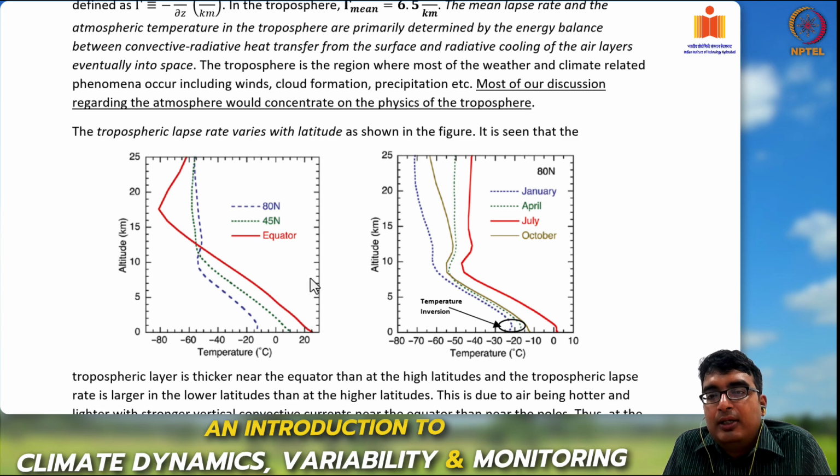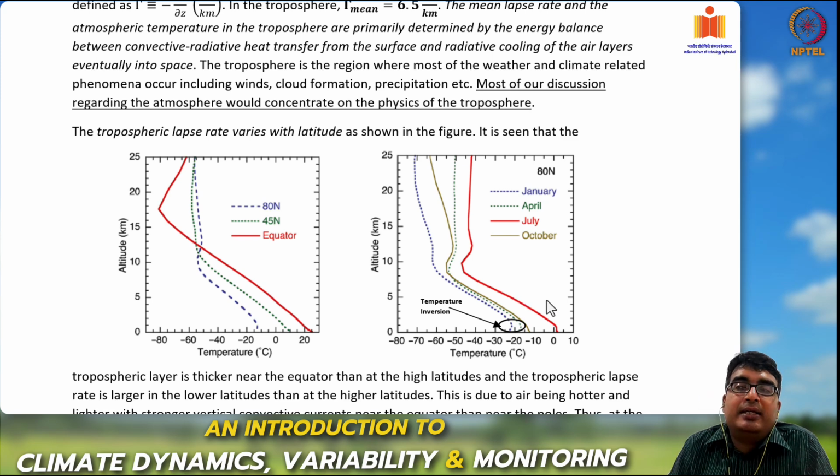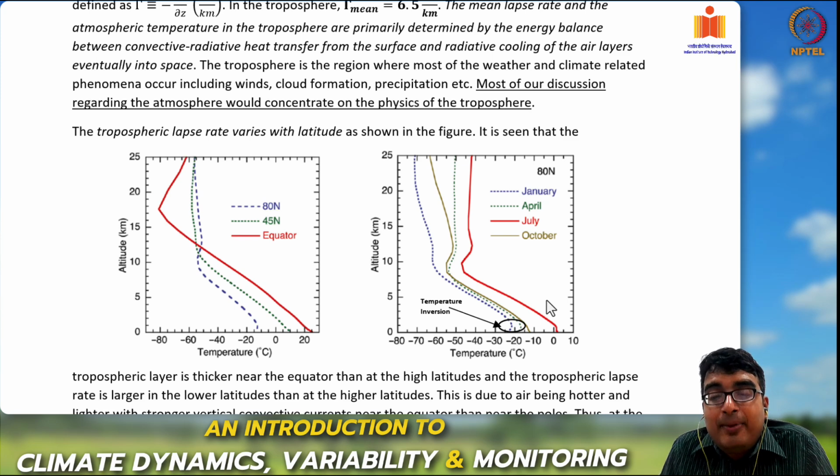Similarly, we saw that there were significant changes in the temperature profiles with the seasons, especially in the high latitudes near the poles. There was a marked temperature inversion where the temperature actually increased with altitude for the first 1 kilometer of the troposphere because of the extreme coldness of the land surface due to the absence of solar radiation.